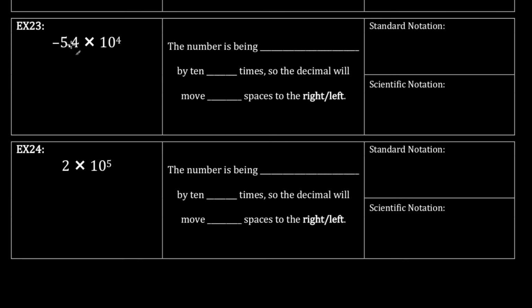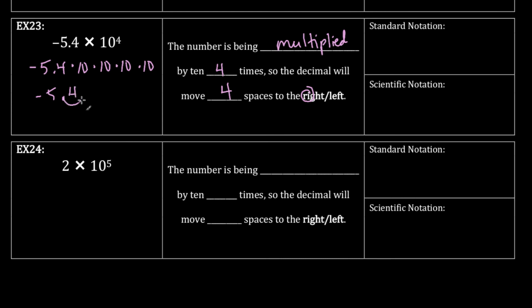Example number 23, we have negative 5 and 4/10 times 10 to the fourth. So remember, we can write this as negative 5 and 4/10 times 10 times 10 times 10 times 10, because it's 4 times right there, like 10 to the fourth. So this number is being multiplied once again by 10 4 times, so the decimal will move 4 spaces to the right. So let's do that. 1, 2, 3, 4. Oh, I almost forgot the decimal.